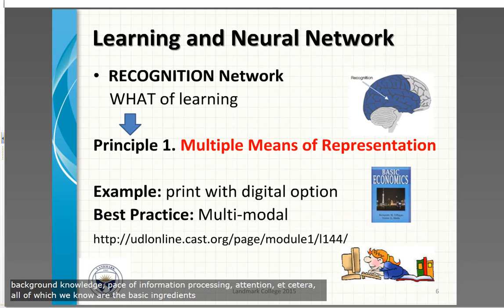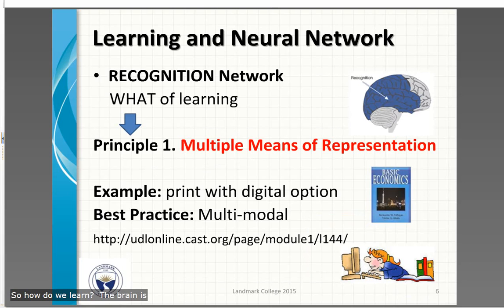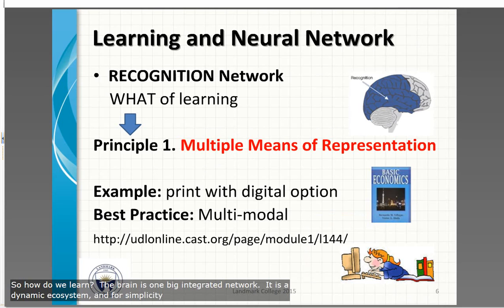So how do we learn? The brain is one big integrated network. It is a dynamic ecosystem. And for simplicity, we will think of three different groupings within that network. And I do want to say you have the reference there on the slide. This is not something I invented or am talking about from primary research, but this is out there in the field. The research reference for this is CAST, C-A-S-T, Center for Applied Special Technology.